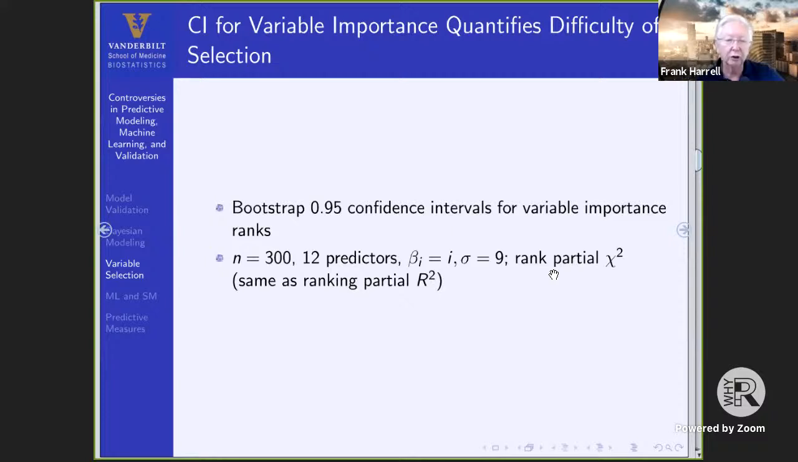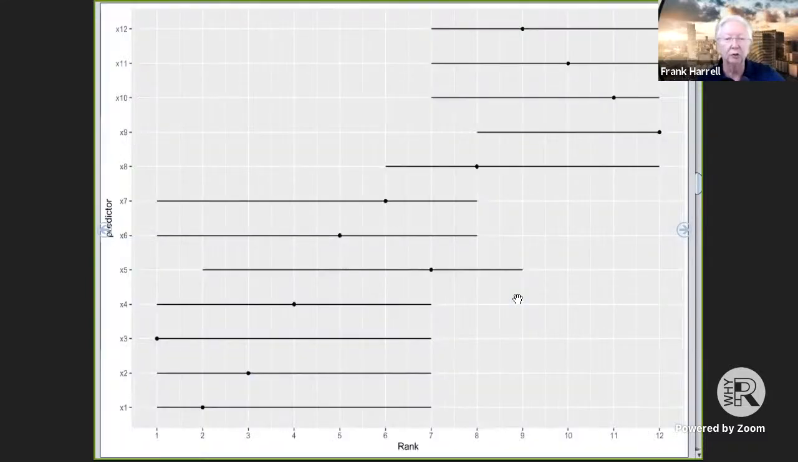We're going to rank the partial chi-squares, which is the same as ranking the partial r-squares. Any measure that you want to take as your variable importance measure, you can insert here. It doesn't matter which one. So what happens when you repeat your process of feature selection? I'm sorry, in this case, we're not actually doing feature selection, but we're calculating the variable importance measures that might allow you to do feature selection. And what do you get from that?